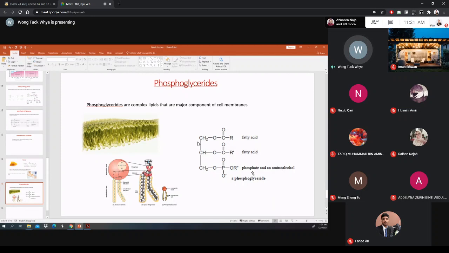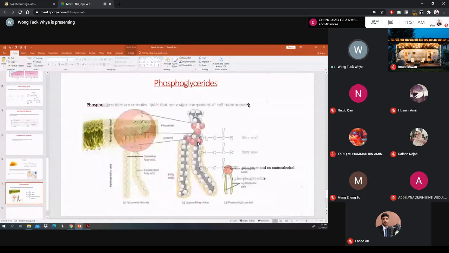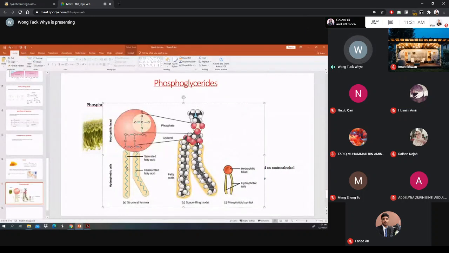So when you have this structure, we have two long tails which are hydrophobic, and then you have another part which is hydrophilic. So there will be a repulsion, and that repulsion will cause them to rearrange themselves into 3D structures. You will have a hydrophilic head like this, and then hydrophobic tails.